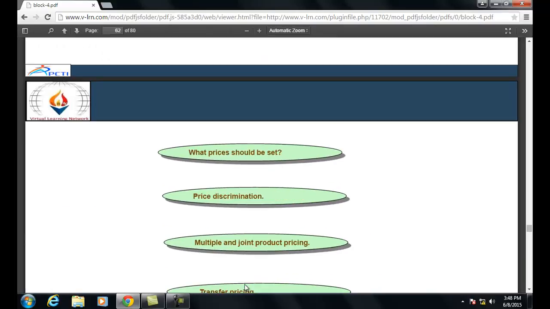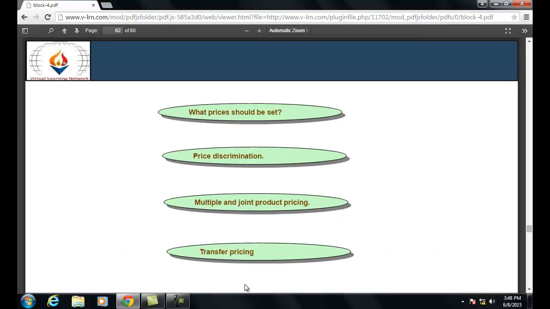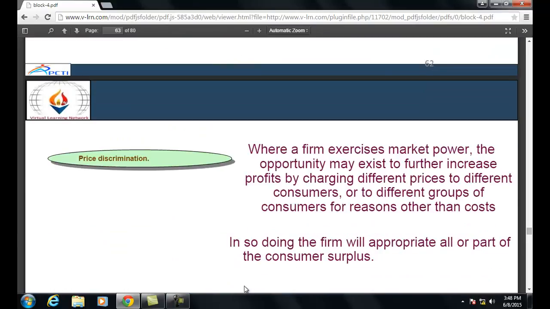What price should be set? Price discrimination, multiple and joint product pricing, and transfer pricing. Where a firm exercises market power, then an opportunity may exist to further increase profit by charging different prices to different consumers or to different groups of consumers for reasons other than cost. In so doing, the firm will appropriate all or part of the consumer surplus.